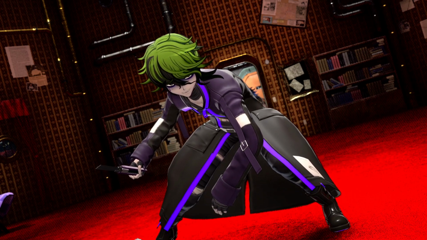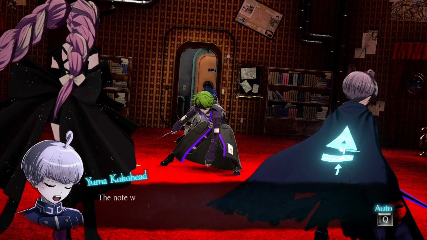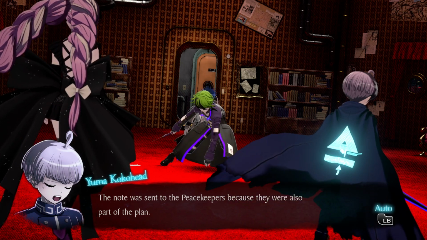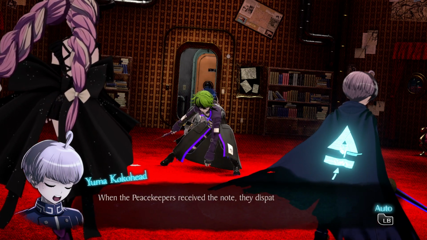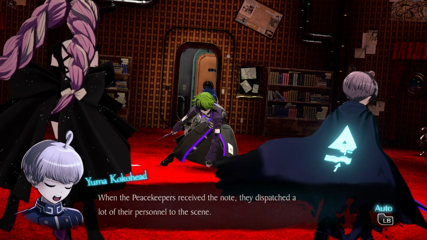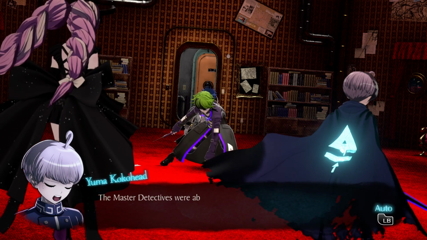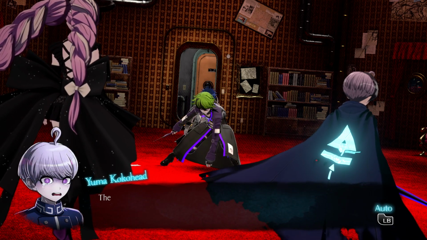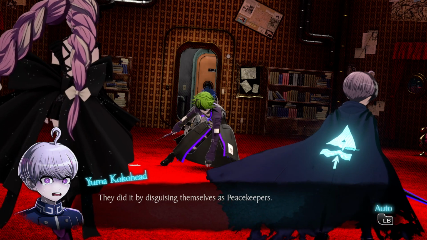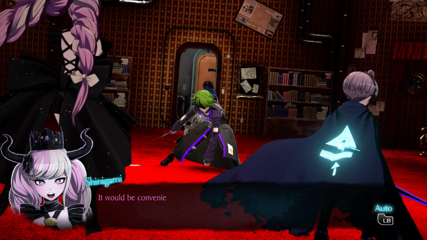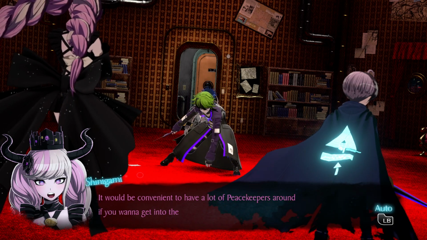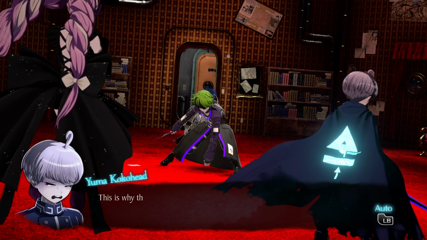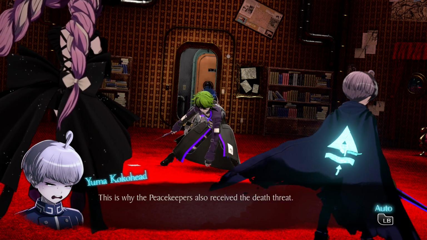I guess this is just a quick time event. The note was sent to the peacekeepers because they were also part of the plan. When the peacekeepers received the note, they dispatched a lot of their personnel to the scene. The master detectives were able to take advantage of the commotion to enter the facility. They did it by disguising themselves as peacekeepers. It would be convenient to have a lot of peacekeepers around if you want to get into the lab disguised as one. This is why the peacekeepers also received the death threat.